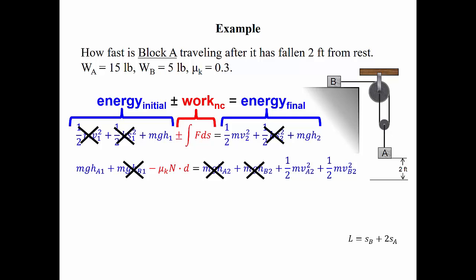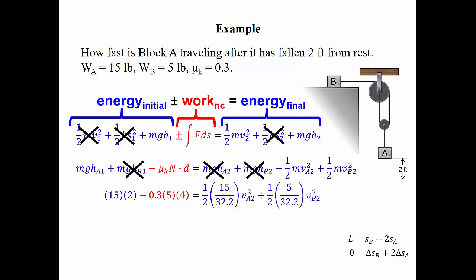We also know that our length of the cable for our pulley system is equal to the length of B plus 2 times the length of A when we're looking at the lengths that will change with time. Taking the first derivative of this with respect to position, we get that the change in position of B plus 2 times the change in position of A is equal to 0.